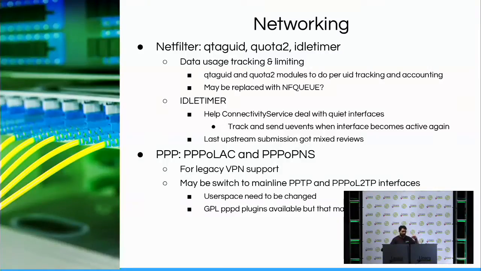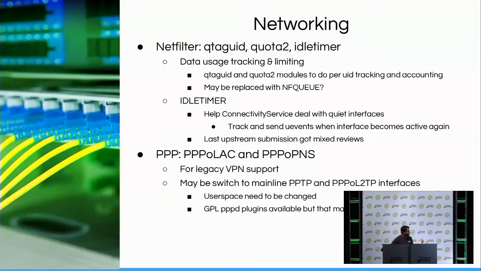One thing I forgot to cover here is that when Android developers came up with QTAG ID, idle timer, and even these PPP, OLAC, and OPNS protocols, these features were not available in the mainline tree. So this is what drove them to write their own modules and have their own patches. As I was saying about PPP, it provides legacy VPN support. It was not there in the mainline tree back when Android developers were adding legacy VPN support in Android.